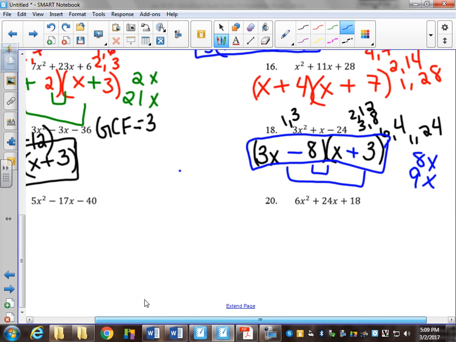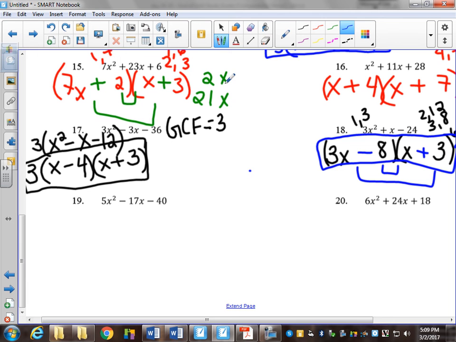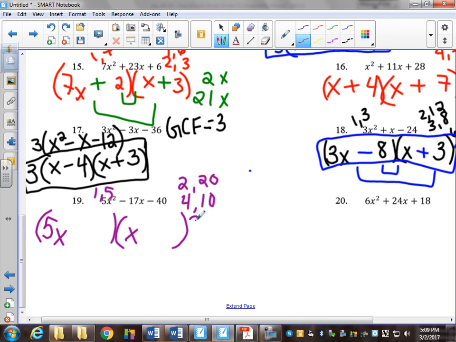Okay. Number 19, we have 5x squared minus 17x minus 40. Nothing divides 5, 17, and 40. Therefore, we can move right into our factoring step. Factors of A are 1 and 5, which we have. Factors of C: I'm sorry, 2 and 20, 4 and 10, 5 and 8.